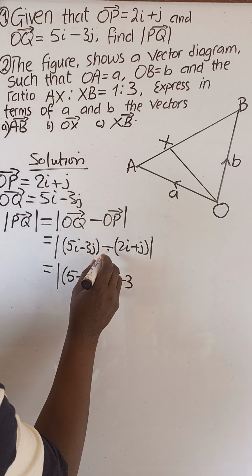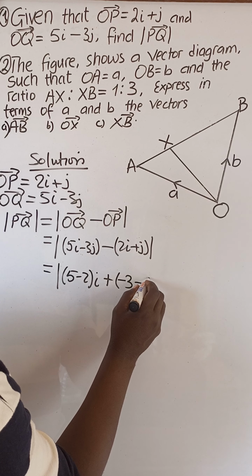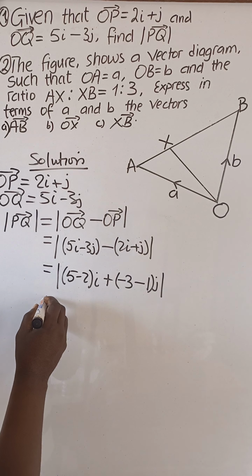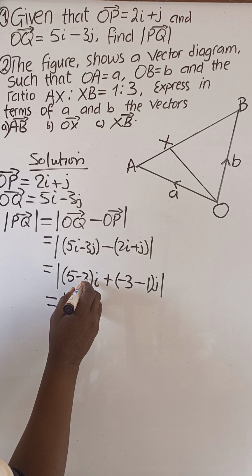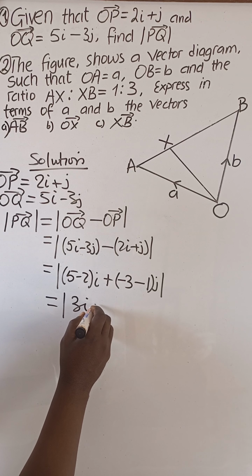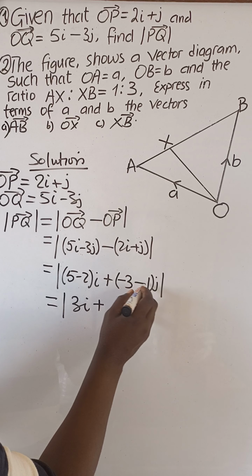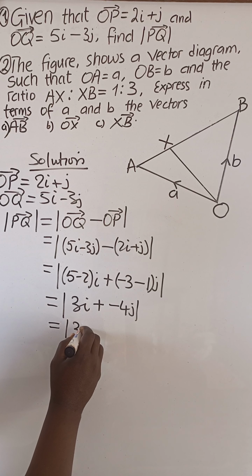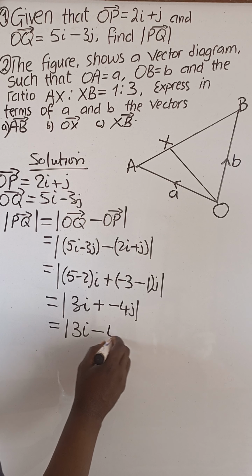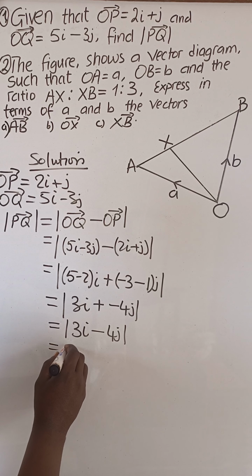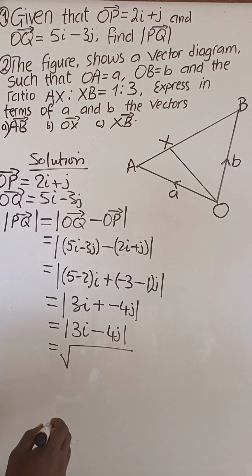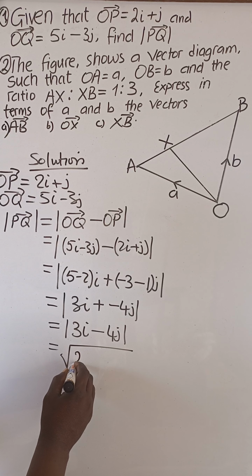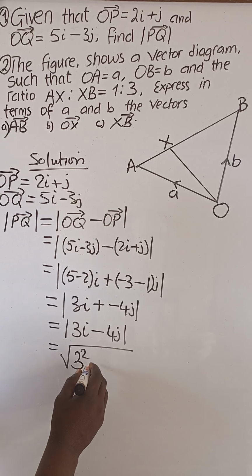So we say negative 3 minus 1. The coefficient here is 1. Then we say j. Now this gives us the magnitude: 5 minus 2 is 3i, plus negative 3 minus 1, negative 4j. This is the magnitude of 3i plus negative 4j. And we all know that working out a magnitude is taking the square root of the sum of the squares of the two components.